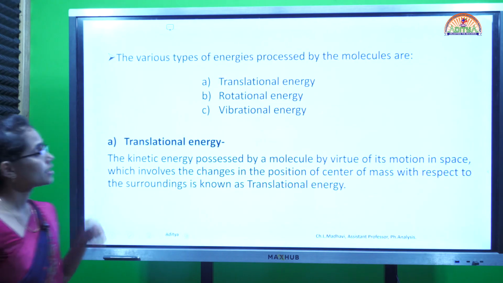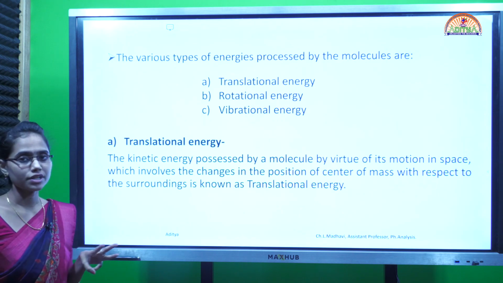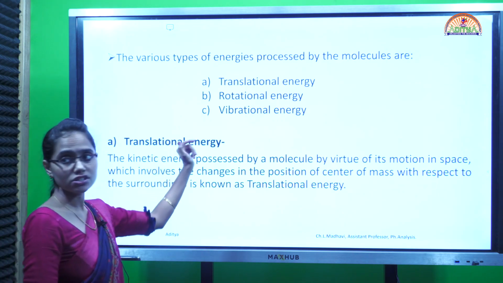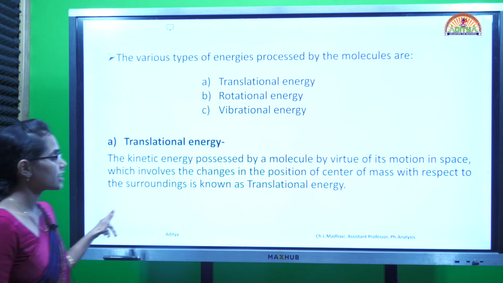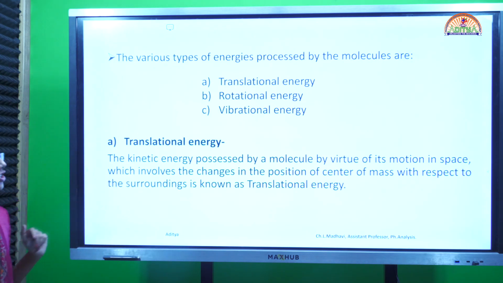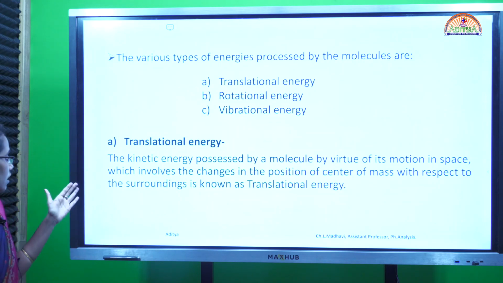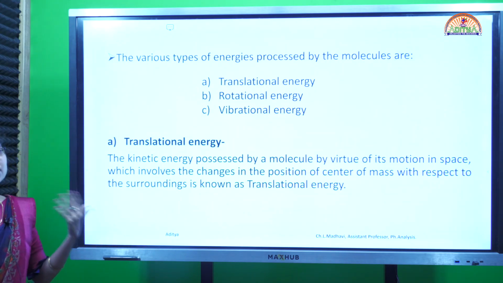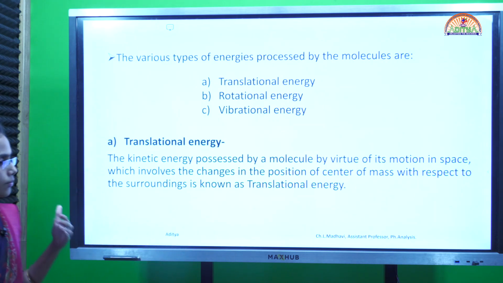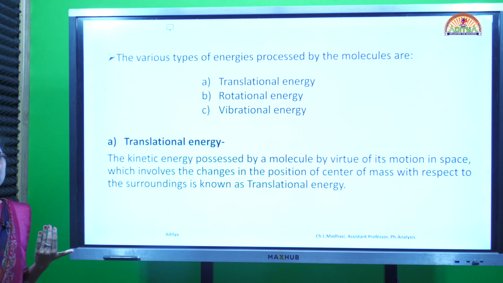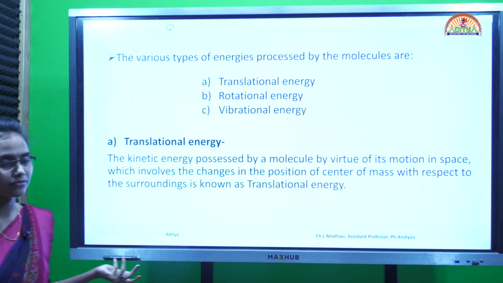Here are the various types of energies of molecules. There are three types: translational energies, rotational energies and vibrational energies. Translational energies are nothing but the kinetic energies possessed by a molecule by virtue of its motion, and they also involve the change in the center of mass of the molecule with respect to its surroundings. It is normally given by the kinetic energy, K equals half mv square.